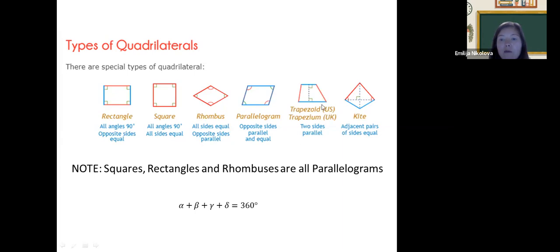Then we have the trapezoid. A trapezoid is a quadrilateral that has one pair of parallel sides. The other pair is not parallel. This one is a quadrilateral but not a parallelogram, because it has just one pair of parallel sides. And a kite has adjacent pairs of sides that are equal. So 2 sides are equal, but they are the ones next to each other.